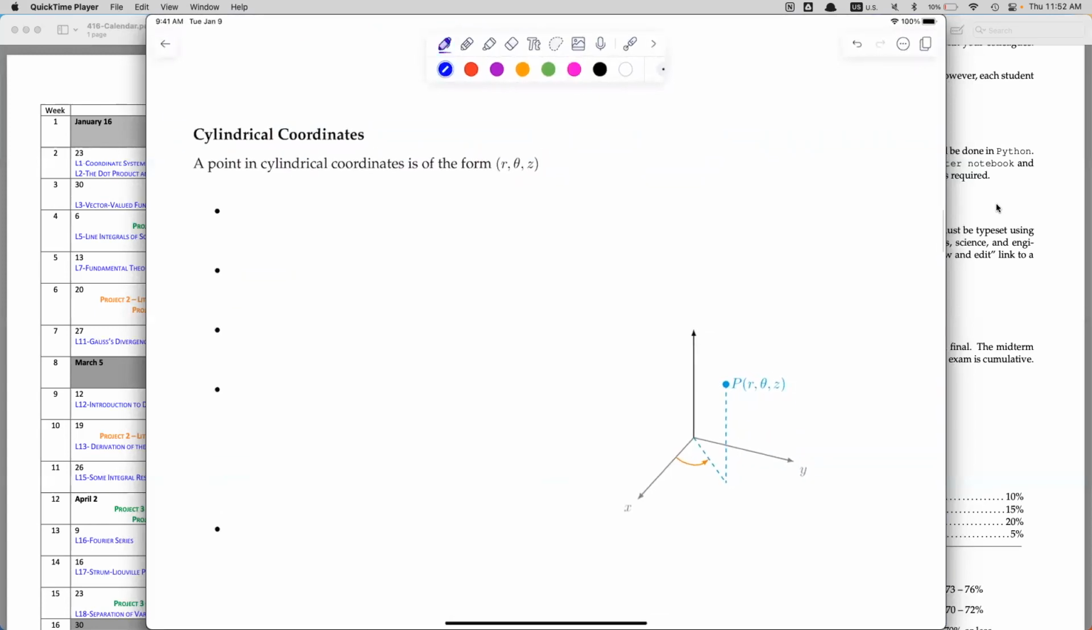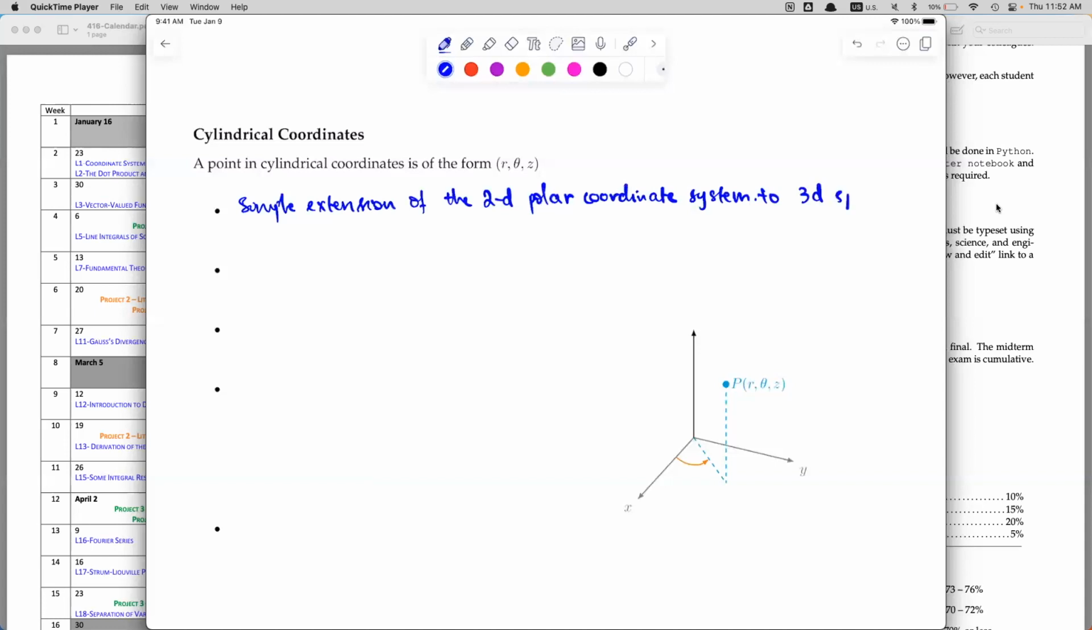So this is a simple extension of the 2D polar coordinate system to 3D space. And of course, obviously, this is the combination of the polar coordinate system and the z component.